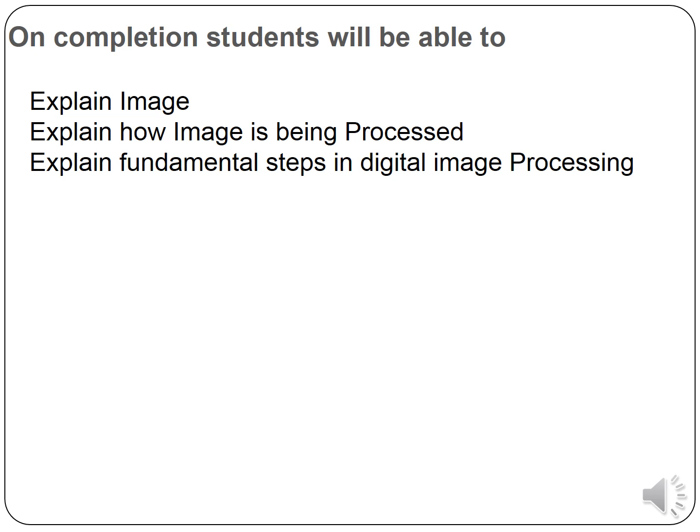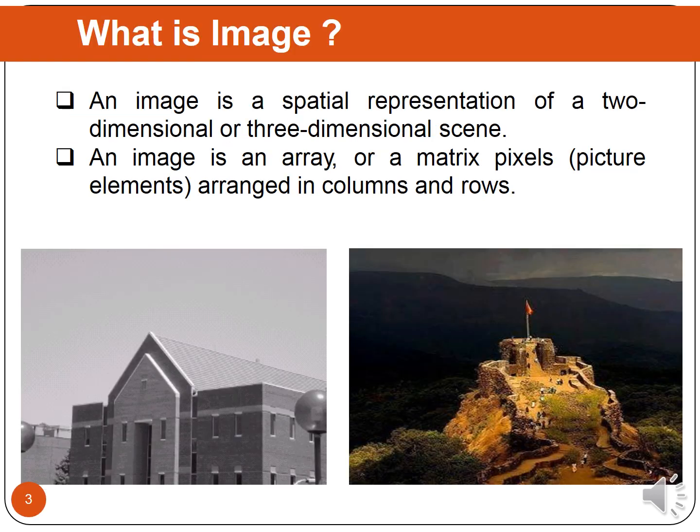On completing this topic, you will be able to explain what an image is, how an image is processed, and what the fundamental steps involved in image processing are. First of all, let's see what an image is. We represent it as a two-dimensional or three-dimensional image, in the form of a matrix with rows and columns.